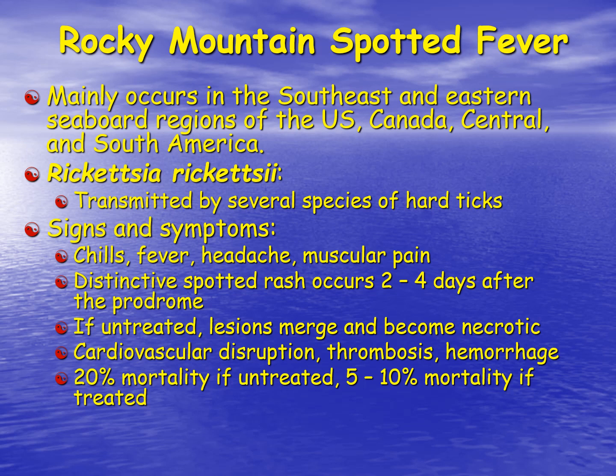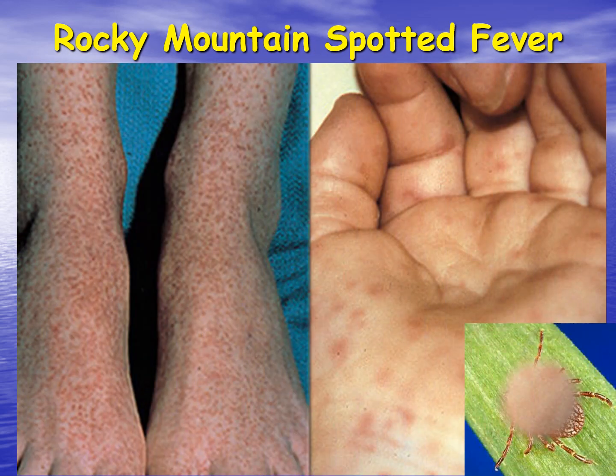Now, ehrlichiosis, anaplasmosis, and Rocky Mountain spotted fever are all treated primarily with tetracyclines. Primarily right now we're using doxycycline. So this is the classic rash of Rocky Mountain spotted fever. And again, sometimes these will coalesce into large areas and actually result in necrosis. And we can even see the rash on the palms of the hands and the soles of the feet.